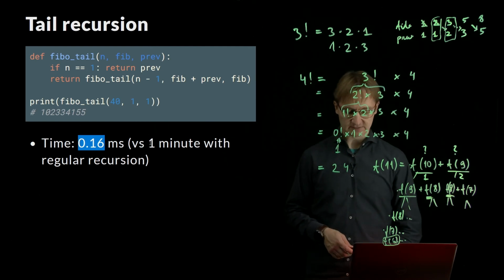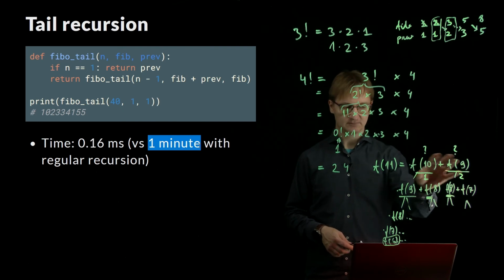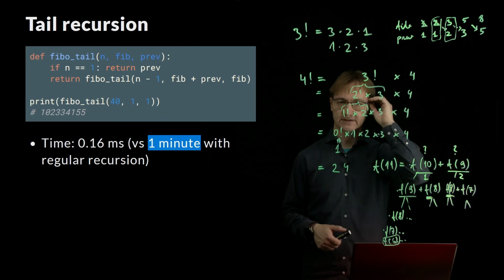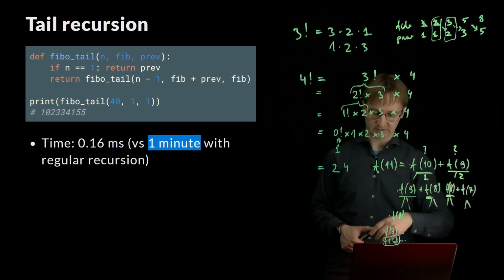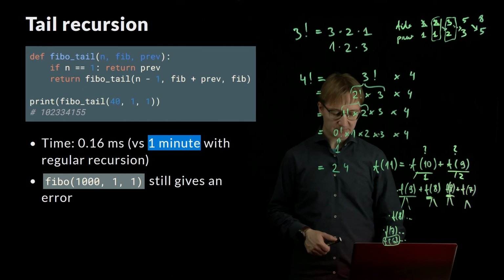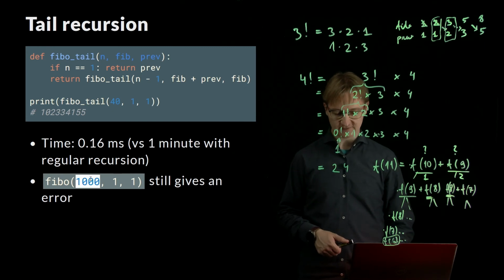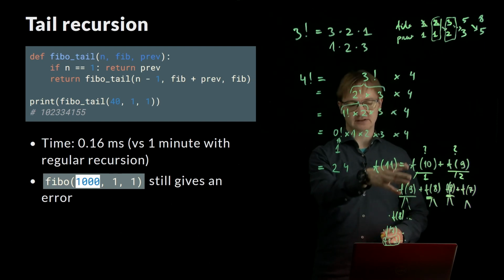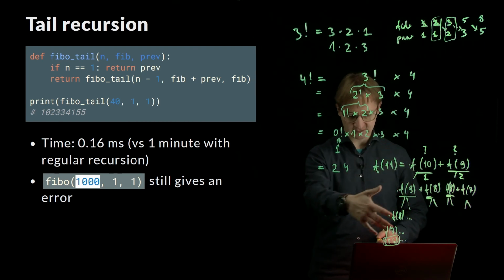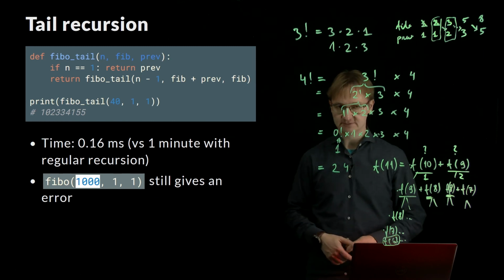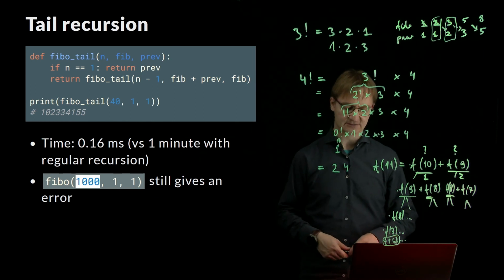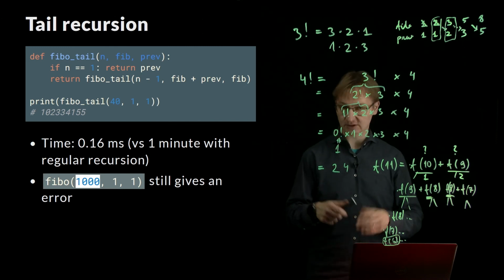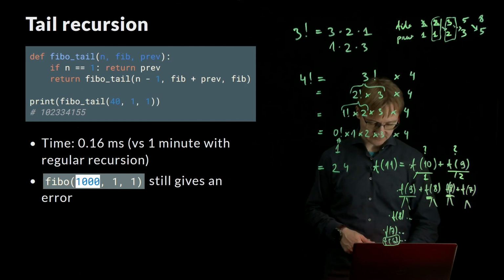Versus this 1 minute I had with the regular recursive function or call out, where for every step I had to call this same function 2 times. But the problem is that this 1000 still gives me an error, although it probably is faster, but still there is a limit of callouts, and because it still goes from 1000 to 1, so it's still 1000 steps, it's still out of the limit for Python by default. But you can change that if you really want.